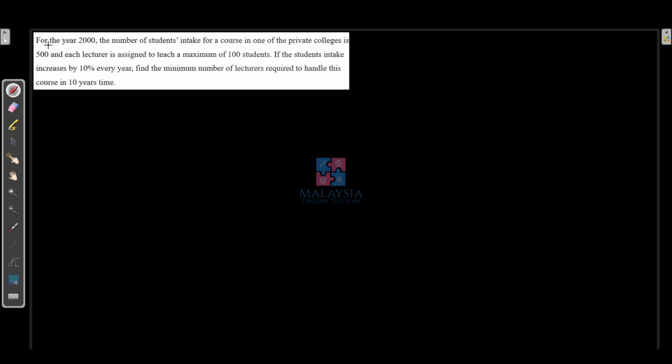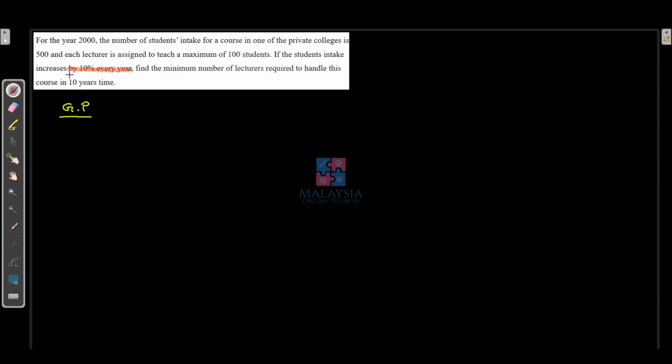Now for question number 3. For the year 2000, the number of students intake for a course in one of the private colleges is 500, and each lecturer is assigned to teach a maximum of 100 students. If the students' intake increases by 10% every year, find the minimum number of lecturers required to handle this course in 10 years' time. So the moment you see increases by 10% every year, this is a clear indication of geometric progression. So this is a GP.